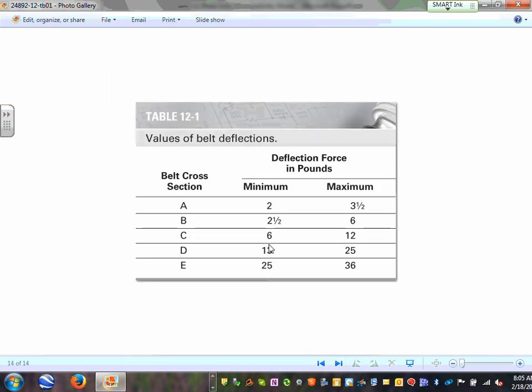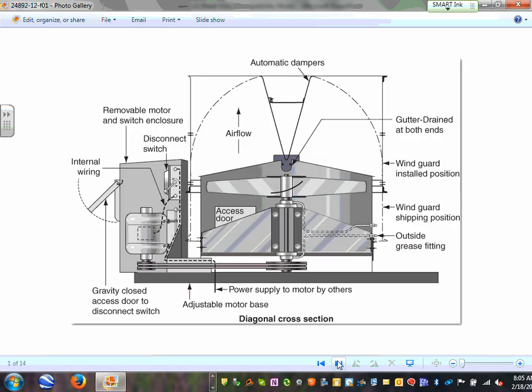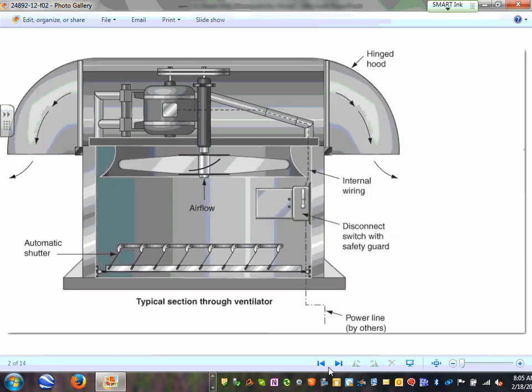So this is just a few settings for the belt, not important to us. Any comments, guys? Any questions about this chapter?